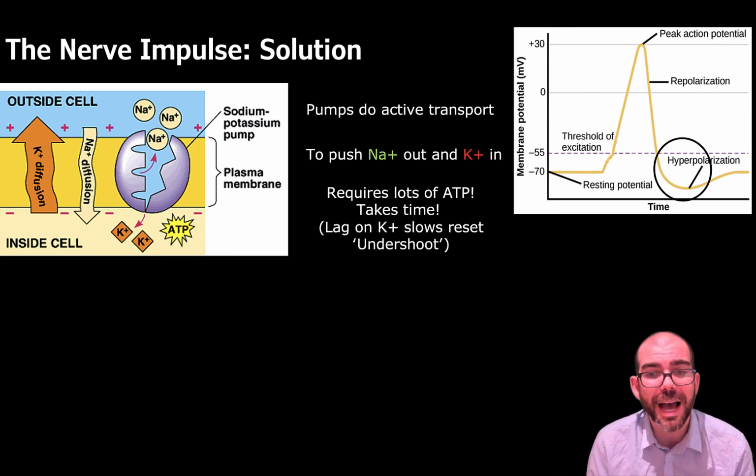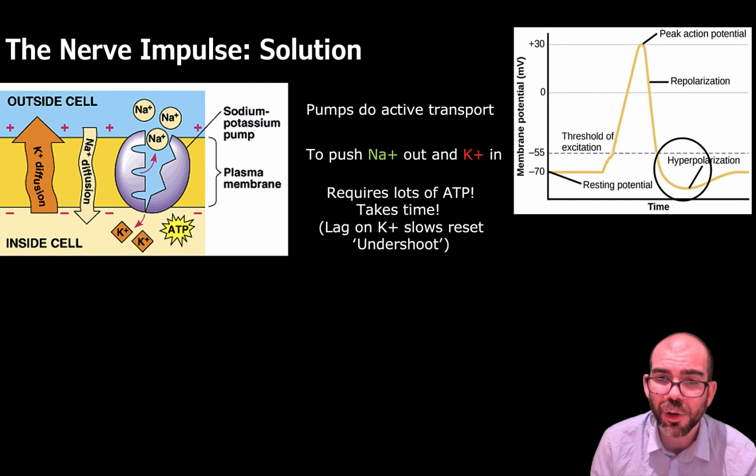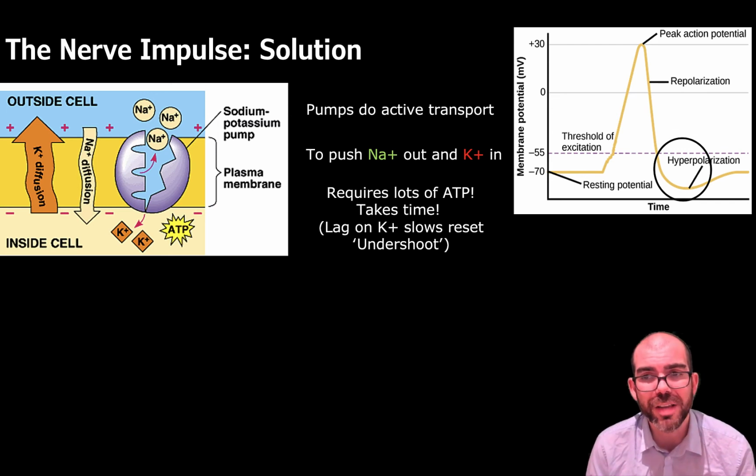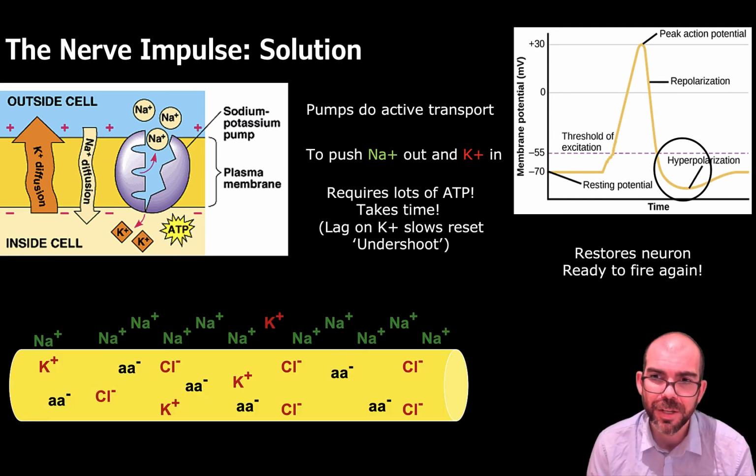It turns out that potassium gates close a little slower than sodium ones. So you'll notice in the graph that we actually go a little below negative 70 millivolts with something called the undershoot while we set up to return to negative 70 millivolts at rest so we can repeat this process again. Once it's complete, the neuron is back at rest so we can fire another signal.